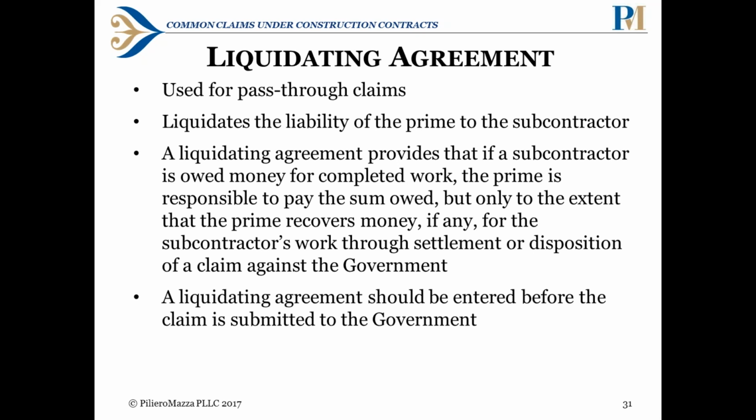So what a liquidating agreement does is it liquidates the liability of the prime to the subcontractor. It provides that if the subcontractor is owed money, the prime is responsible to pay the sub only to the extent that the prime recovers money, if any, for the subcontractor's work through settlement or disposition of the claim against the government. What this means for the prime is if you prosecute this claim in good faith and try to recover on behalf of your subcontractor, and you don't recover, or you don't recover as much as the sub wanted, you're not going to be on the hook for those costs. So it's a good way to limit the prime's liability.